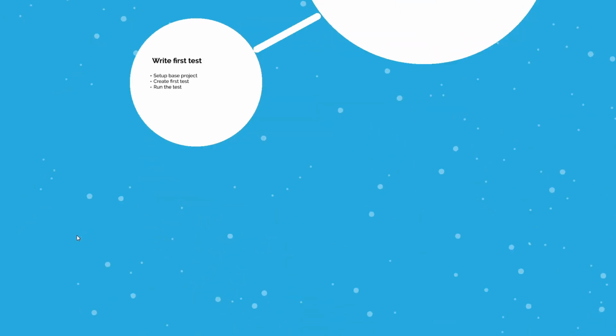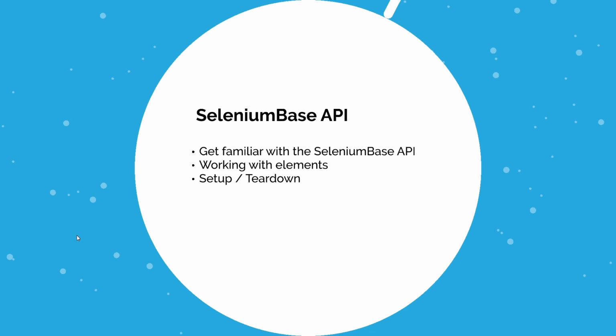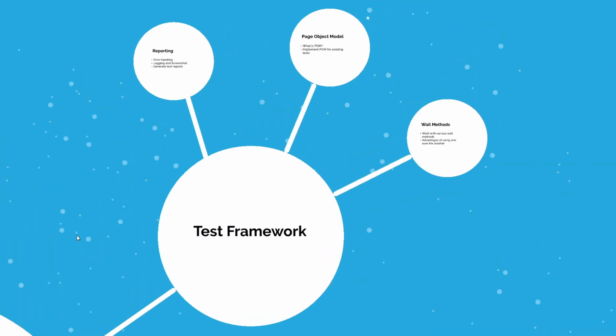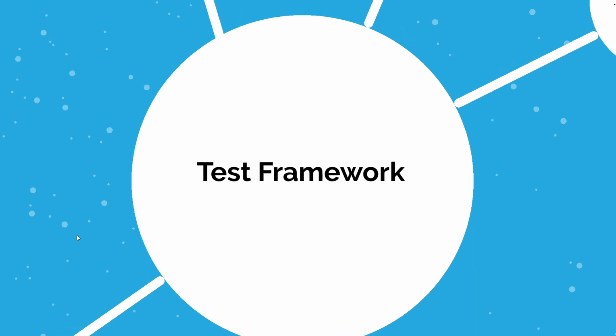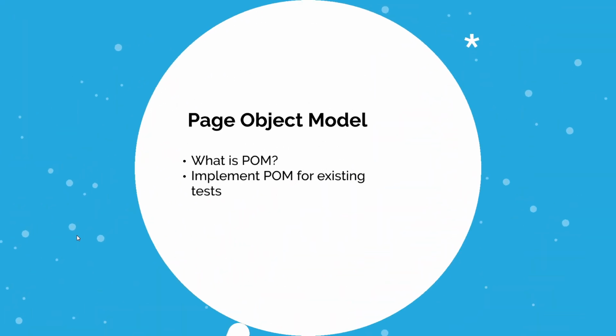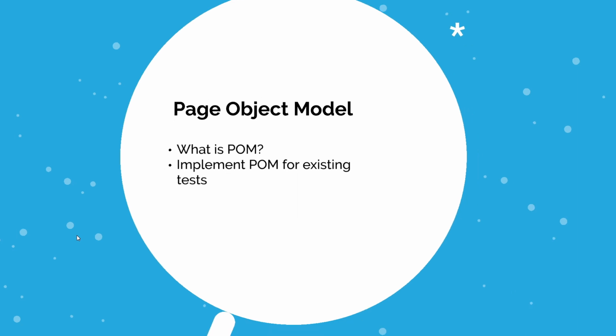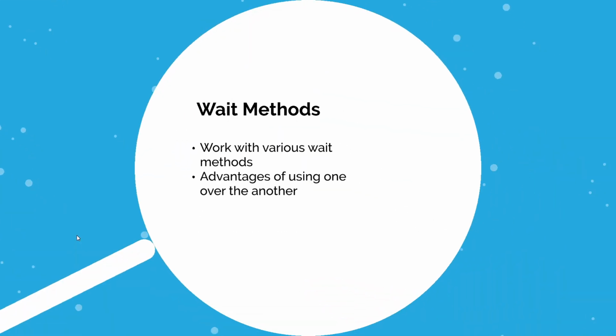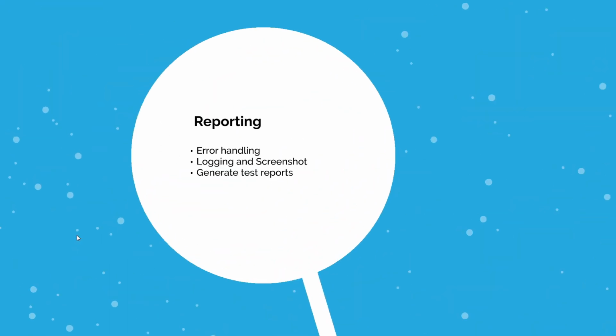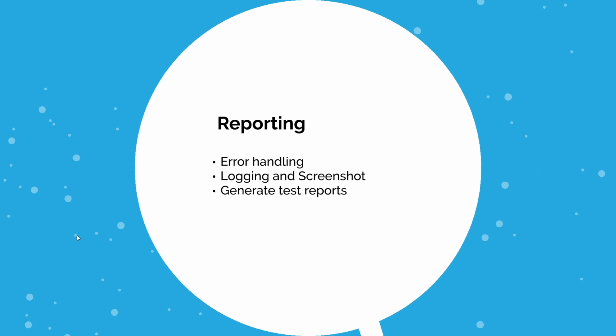Once we have our first test working, we will deep dive into the APIs of Selenium Base to understand all the features it offers us. We will learn to work with various elements and look into setup and teardown methods. After we are a bit familiarized with the API, we will get started with setting up our test framework. We will begin with learning what page object model is and how to implement it using our existing test. Then we will learn how we can stabilize our framework by learning different wait methods that are available. From there, we will learn about error handling, reading logs, and taking screenshots on test failures, and then eventually generating test reports from all of that.